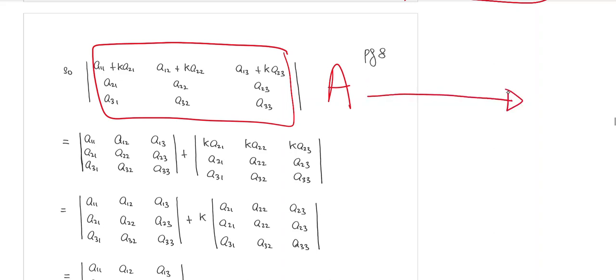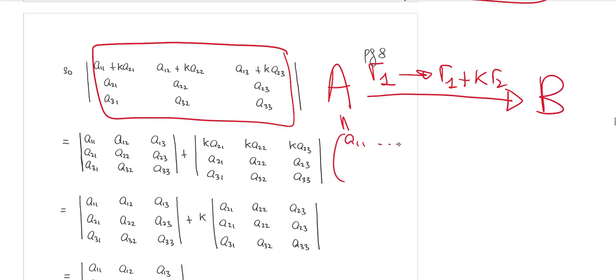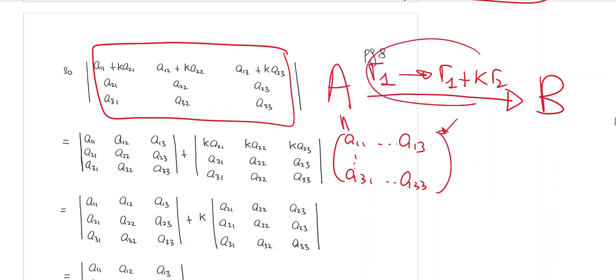In fact, the row operation that you did is taking the first row and changing it to first row plus K times the second row to get B. So I'm saying that my A, with the usual notation, A11 all the way to A13, A31 all the way to A33. If you do exactly these row operations on this matrix, you get the matrix B, which is the one that we've seen here. So A11 plus K A21, and so on and so forth, like this matrix here.